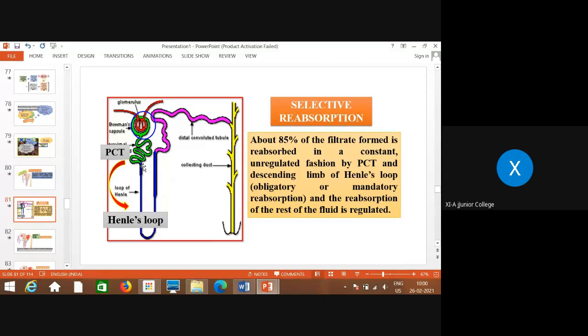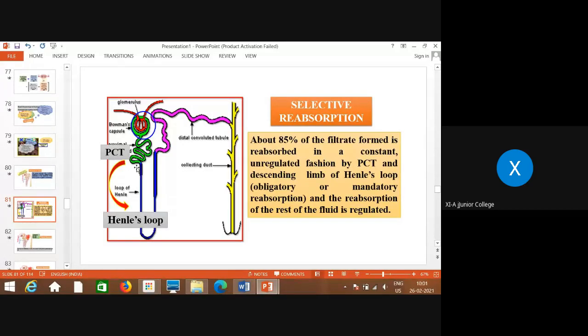So this is a very important part of selective reabsorption. It is selective because everything cannot be reabsorbed, only some substances. For example, water is reabsorbed, then some molecules and some salts, like NaCl, etc. The PCT as well as the loop of Henle, both structures are involved in selective reabsorption. Now this is the PCT, which continues into the loop of Henle.